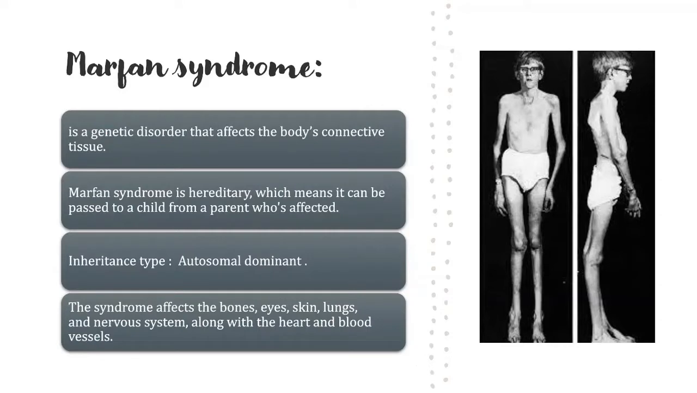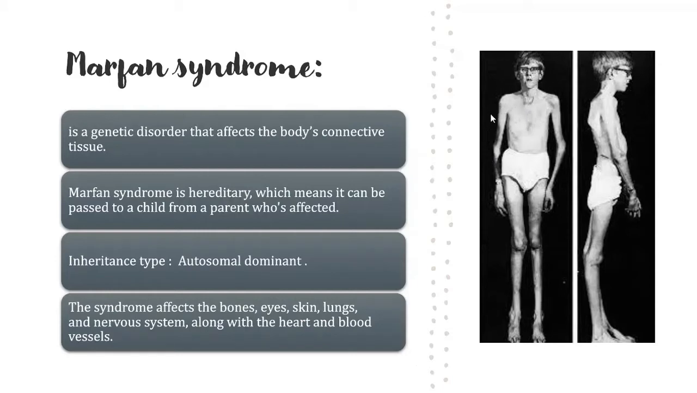I have already talked about all the types of inheritance in my previous video, and in this type of inheritance each child has one chance in two of having the disease, and this is only manifested in the heterozygous state. This disease affects the bones, eyes, skin, lungs, and our cardiovascular system.